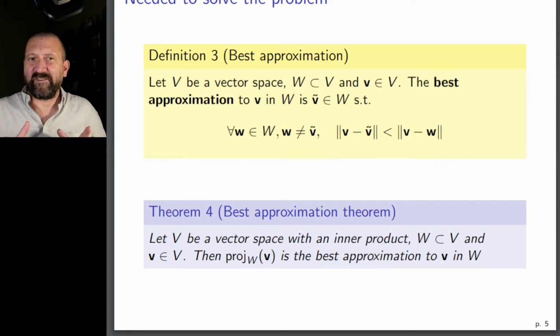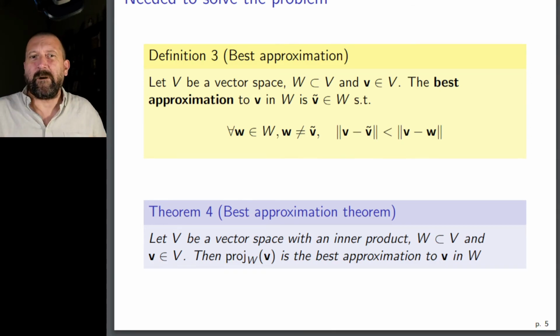If we have a vector space and we take a subspace W in this vector space and a vector v in the original vector space, the best approximation to that vector is taken in the subspace. So be careful: the vector we take is in the original space, but our best approximation is in the subspace. That best approximation is a vector v tilde in W, such that for any other vector w in the subspace that is not equal to v tilde, the norm of v minus v tilde is less than the norm of v minus w. That's what we call a best approximation.